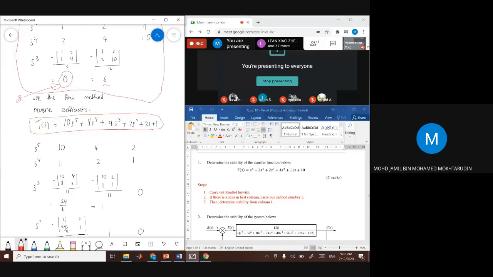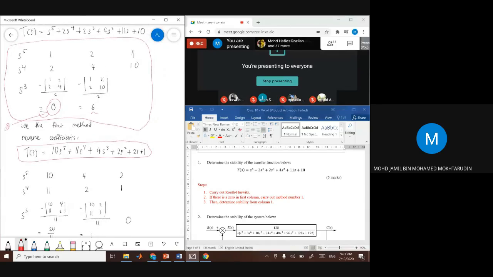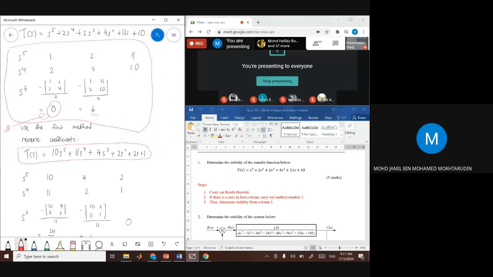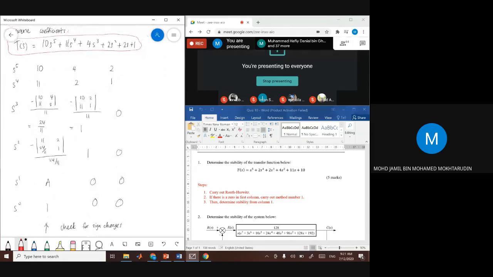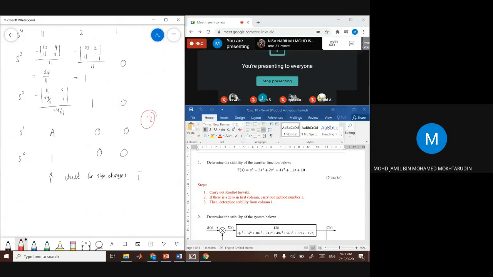So in this question, if you show the first step here, you get 1 mark. 3 marks, 2 marks, 1 mark for reversing the coefficient. 2 marks for the new Routh-Hurwitz table, and 1 mark for determining the stability. Okay, I will send you the Google form later, okay?